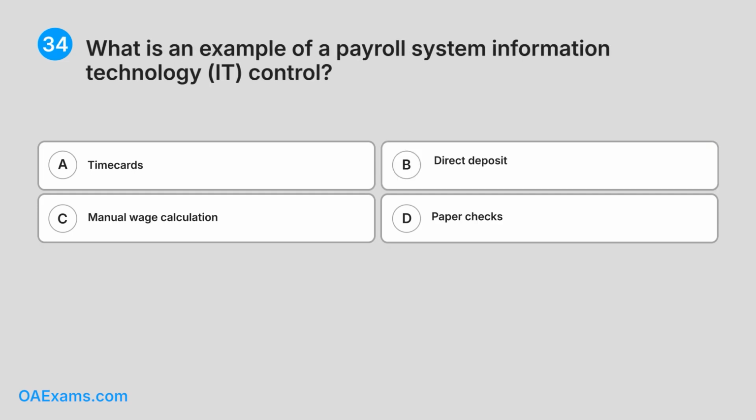34. What is an example of a payroll system information technology, IT control? A. Time cards. B. Direct deposit. C. Manual wage calculation. D. Paper checks. Do you know the answer?